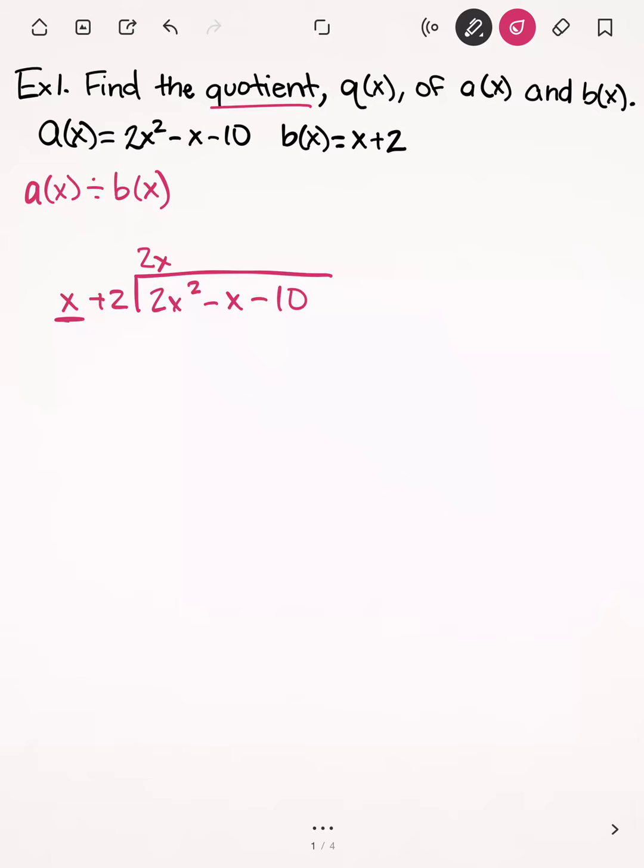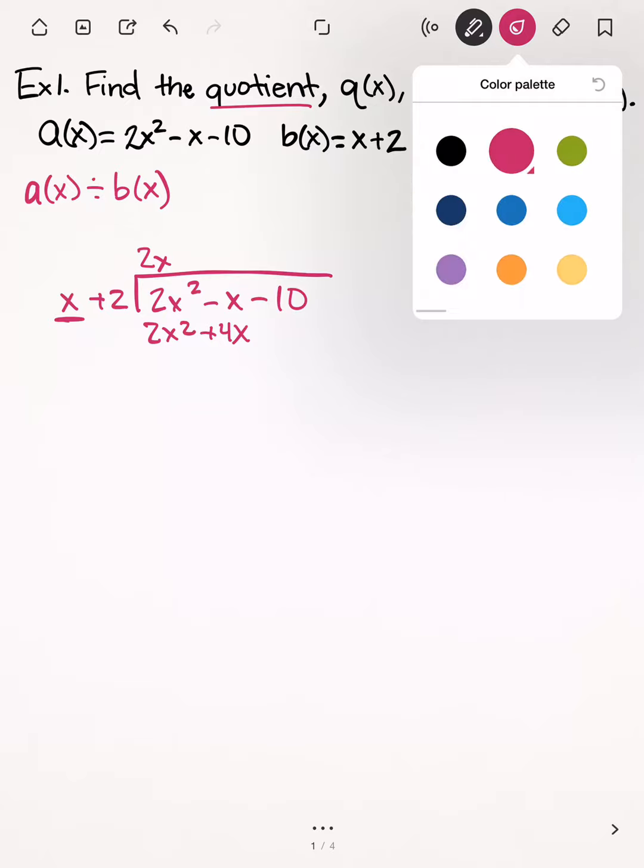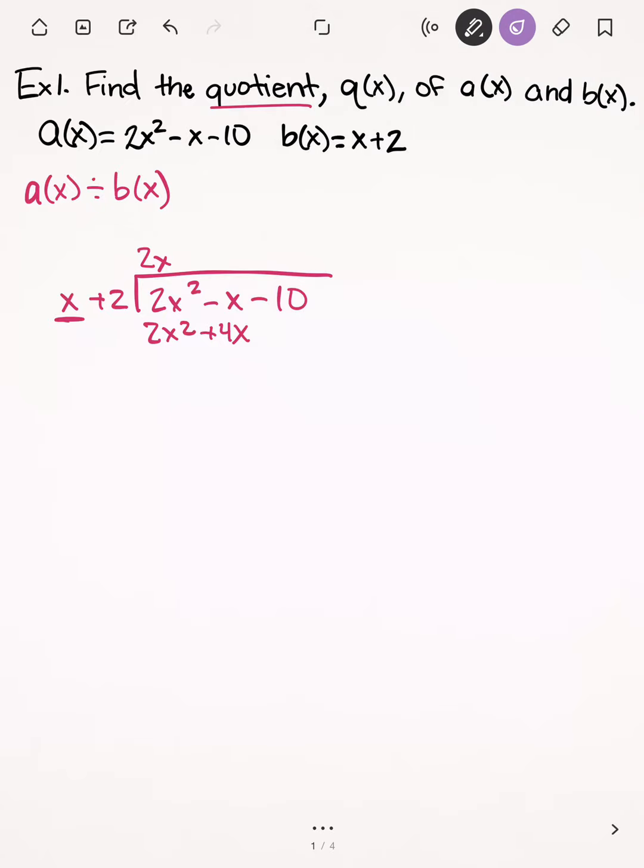2x times x, now I'm going to distribute it to both of these terms on the outside. I get 2x squared. 2x times 2 is a positive 4x. I need to make sure when I do this, I line it up under its like terms. And from here, I'm going to switch colors. And this is going to be your favorite part of the whole video. You're going to draw the line and change your signs.